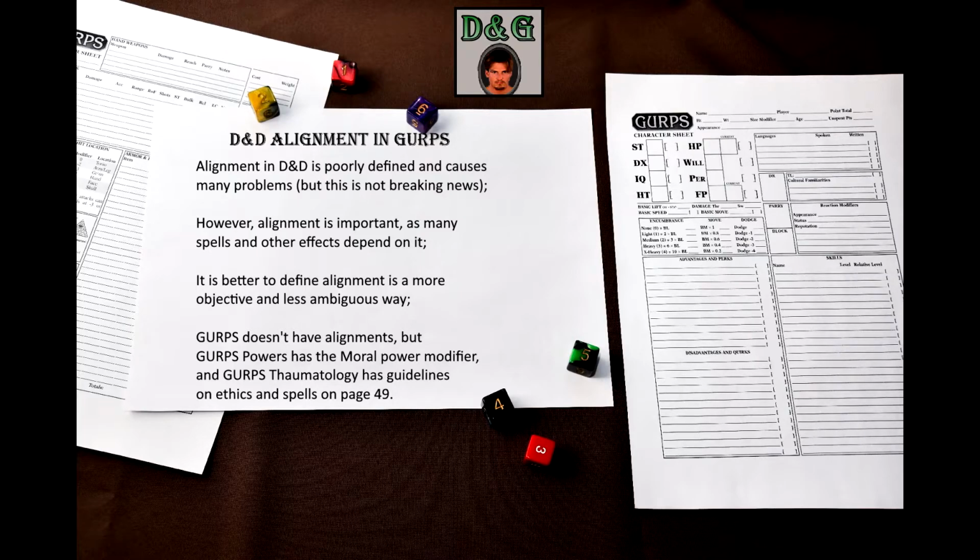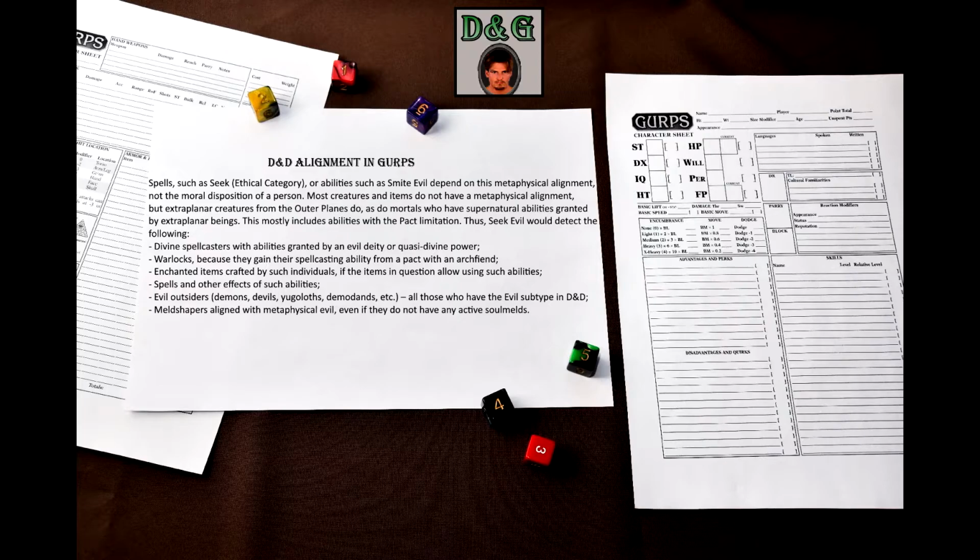GURPS Thaumatology has guidelines on ethics and magic on page 49, and provides us with some ethics-based spells. I base my approach on these guidelines, defining something of a metaphysical alignment, not the way ordinary mortals behave. This makes things much more concrete and less subjective. Spells such as Seek Ethical Category or abilities such as Smite Evil depend on the metaphysical alignment, not on the moral disposition of a person.